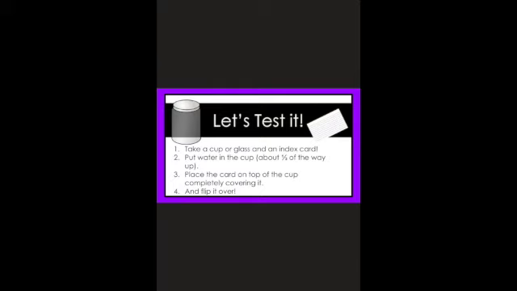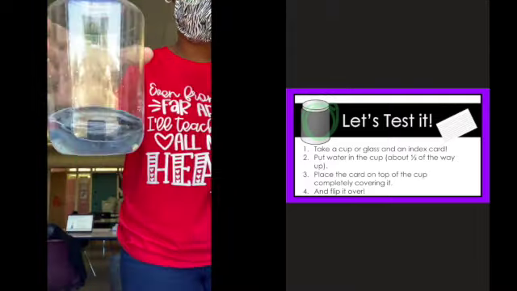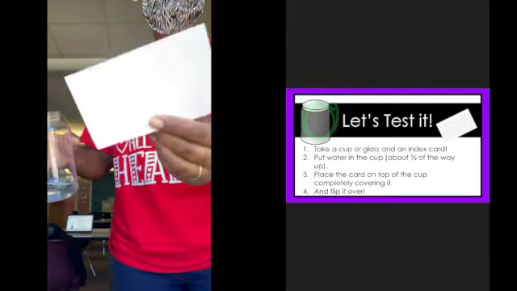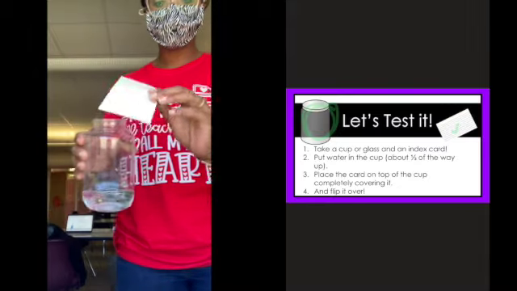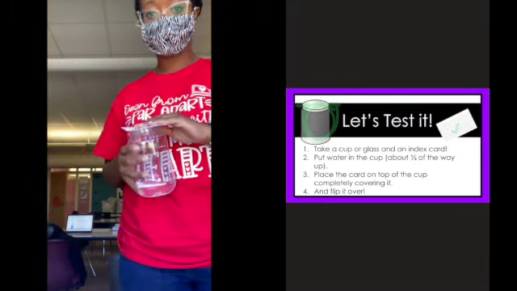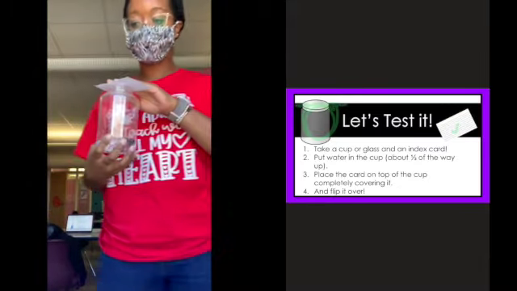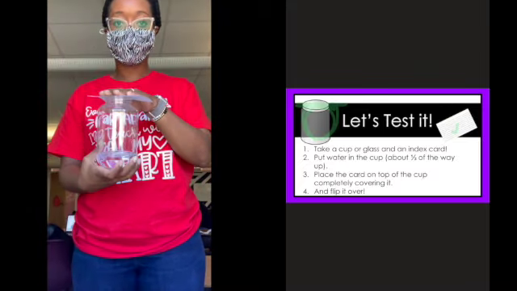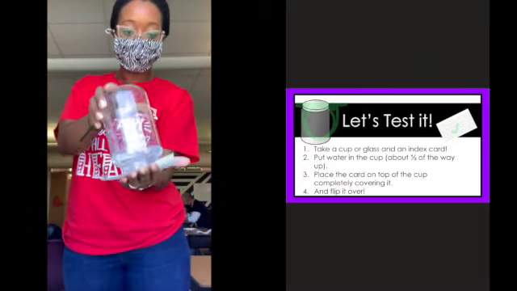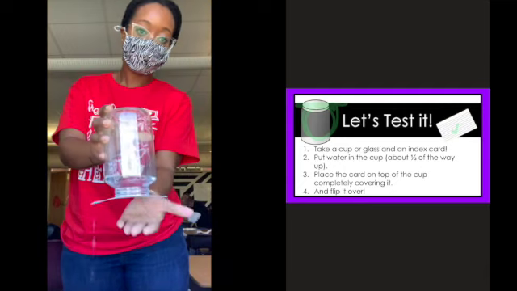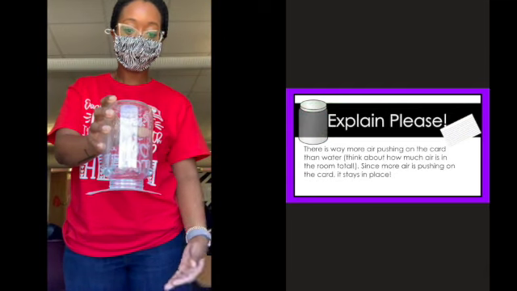So let's test it. I want you to take a cup or a glass and an index card. What you're going to do is put water in the glass. I used a jar, which you'll see in just a second. Then take the index card and put it along the top. Make sure you completely cover up the lid. Then, while holding the card, flip it over and see what happens. Cool, right?